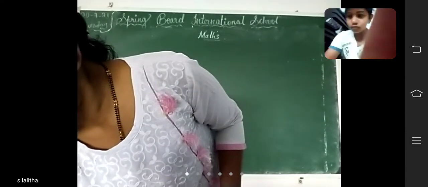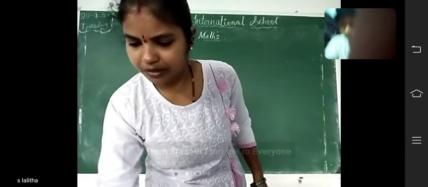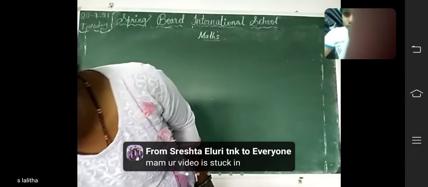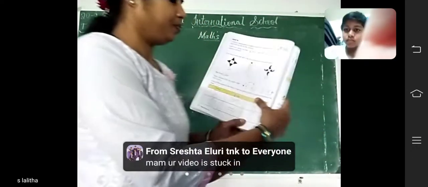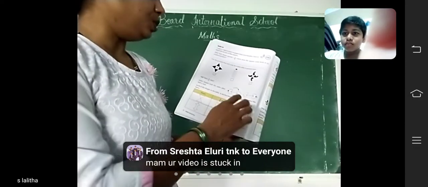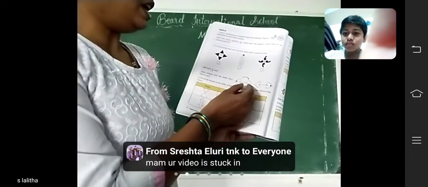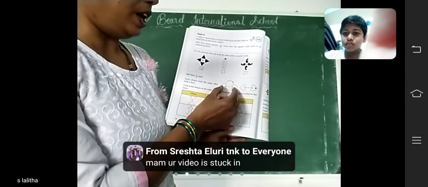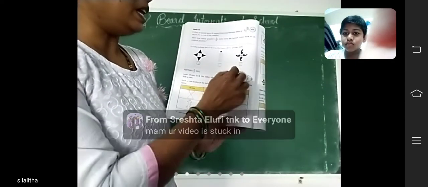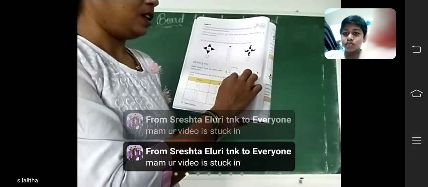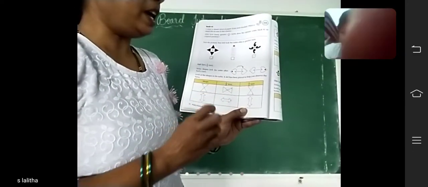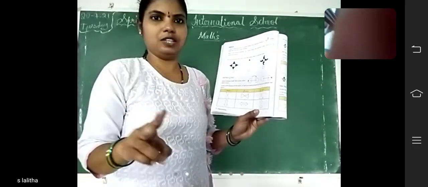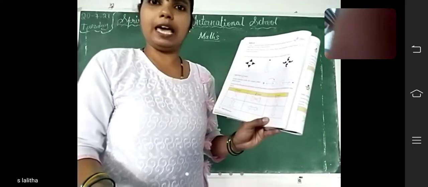Next topic is half turn. Some shapes look the same after a half turn. See here, page number 32. See here, this shape is given here. If you move to first turn, it will be straight like this. If you move to second turn, it will look again like the original position. Okay. So how many turns? 2 turns. For 2 turns, it will look the same.